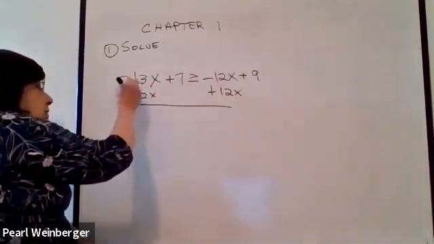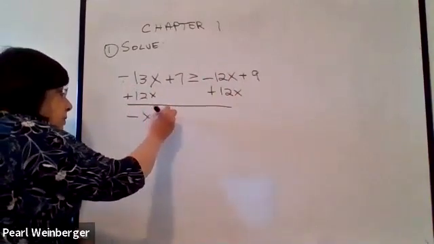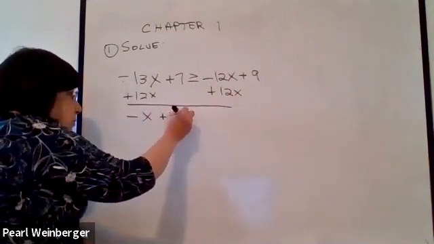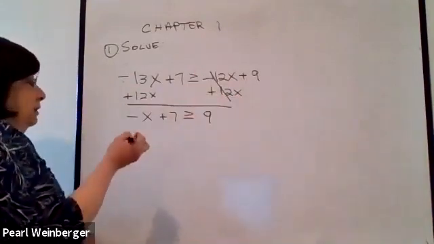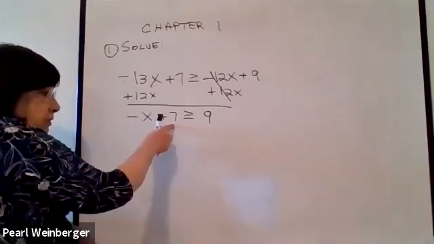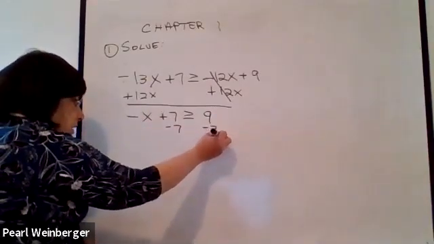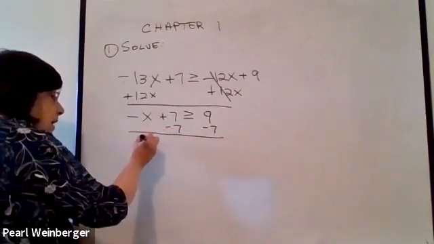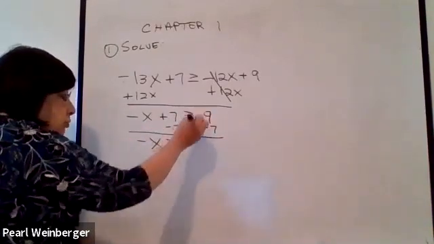So negative 13x plus 12x gives me negative x plus 7 greater than or equal to 9. Now I bring the number, the 7, to the other side. So I'm going to subtract 7 from both sides, so that I end up with negative x greater than or equal to 2.